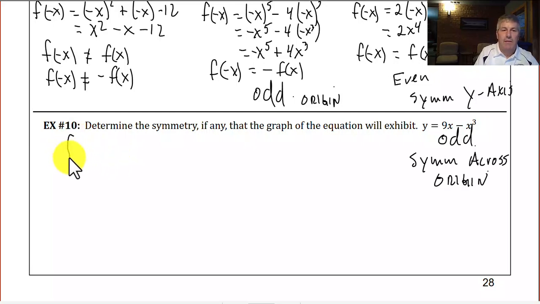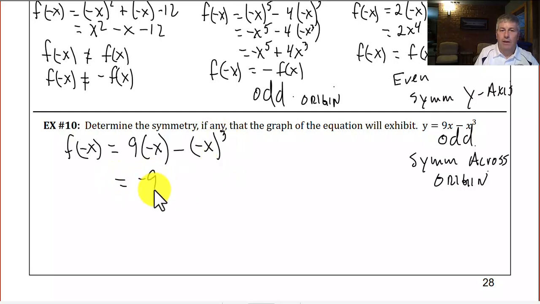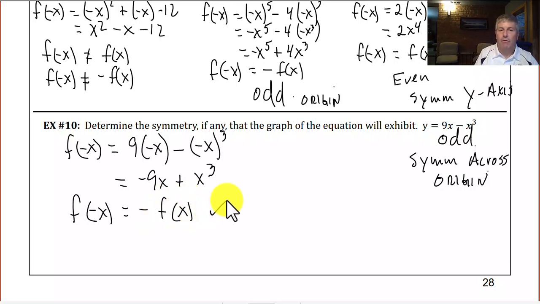We'll justify that by checking what happens and do this algebraically. f of negative x equals 9 times negative x minus negative x to the third. So we get negative 9x plus x to the third. These are both opposites, so now we see f of negative x does indeed equal the opposite of our original function, f of x. So that is an odd function, and it'll be symmetrical across the origin.